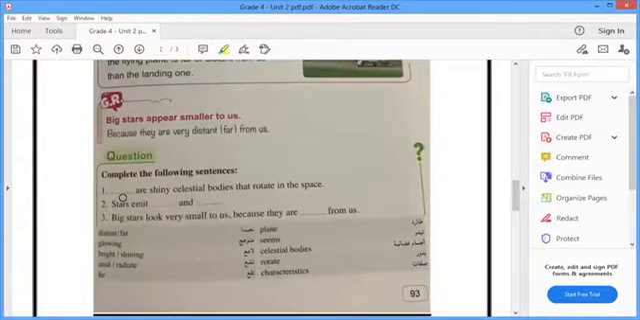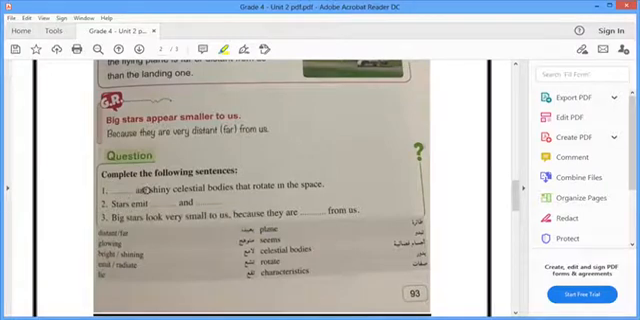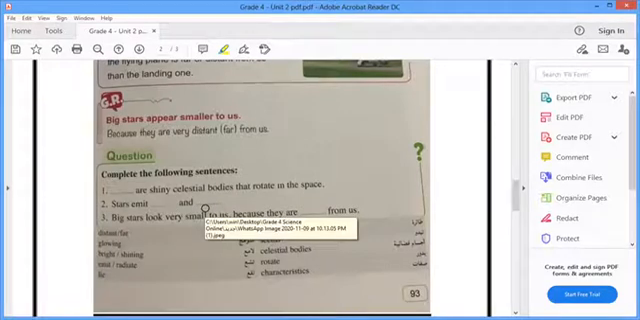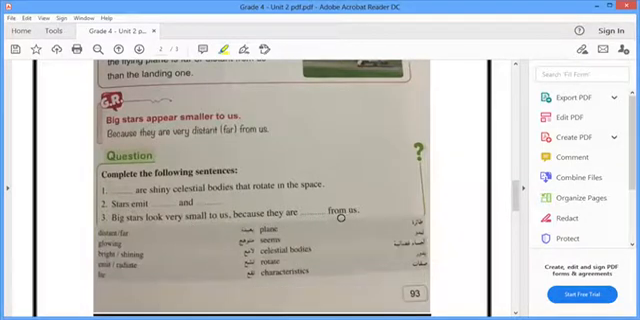Question number 1, try to think about the answer. Stars are shiny celestial bodies that what in space? What are they? Number 2, stars emit what and what? Try to think about the answer. I will ask you now. Number 3, big stars look very small to us because they are what from us? Yes, you can share me the answer now.